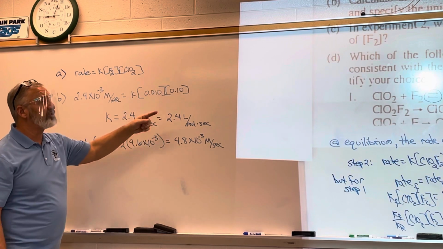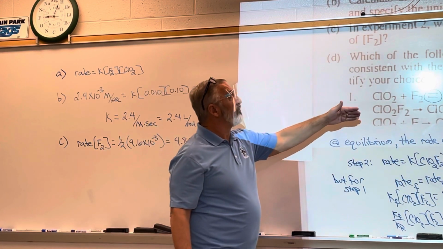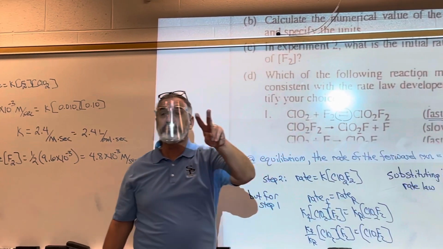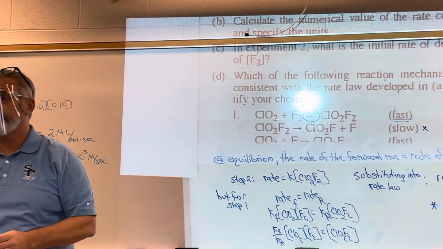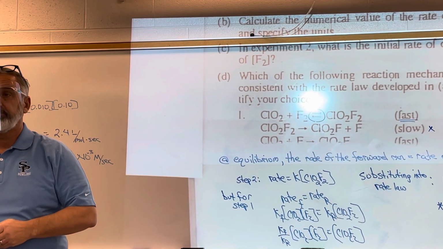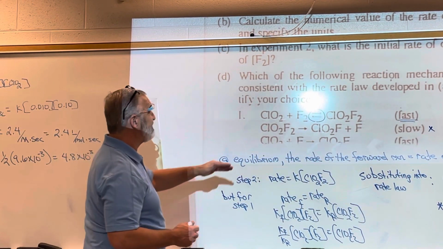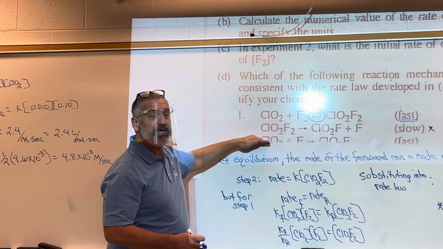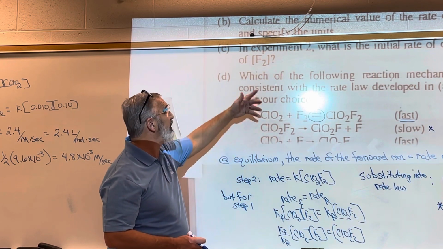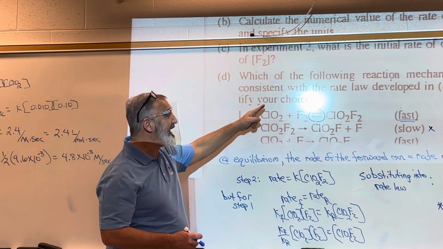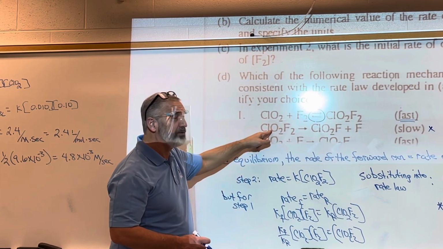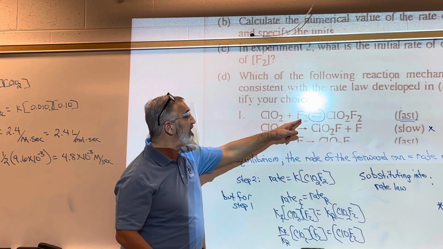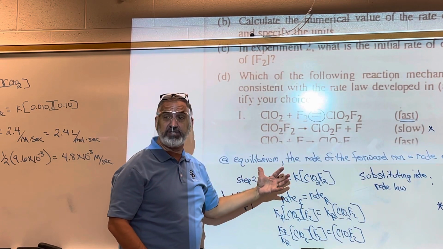So the two match. When we write the justification, what are the two criteria for a mechanism to be valid? They have to add up. This got cut off, so we're not going to show the adding up, but these steps all have to add up to my overall equation. And the rate law of the rate determining step has to equal the experimentally determined rate law. But when you have this fast equilibrium, you can do the substitution.